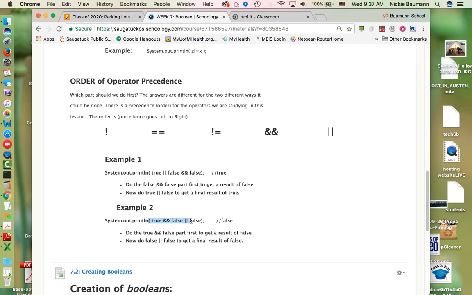Same with the second example. True and false or false. It is going to look at this section first, comparing the ampersands or the and. So true and false. Remember, it has to be both. So if it's true and false, the first part is going to be false. And then now we say false or false, which would be false. And we'll do that.